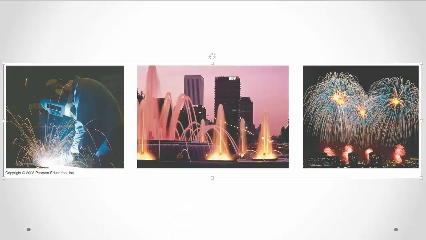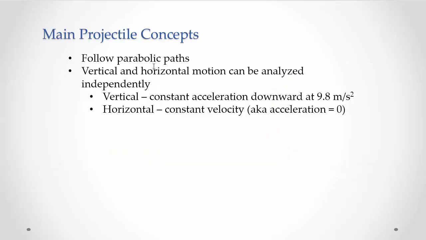And just to summarize the things you should know, they follow parabolic paths. The vertical and the horizontal motion can be analyzed independently. So we can have acceleration vertically as I mentioned here, and still have constant velocity or no acceleration horizontally. So the two don't affect each other and can be analyzed completely independently, almost completely. We do have to use the same time intervals when we're analyzing the vertical and horizontal motion. So these are the concepts you need to be aware of.